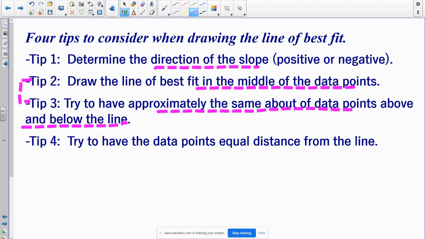Okay, but it should be approximately the same. You shouldn't have like 15 above and 2 below. That means that your line is not in the middle of all the data points. Of course, you ignore the outlier. So if you do have an outlier, you just kind of ignore that.